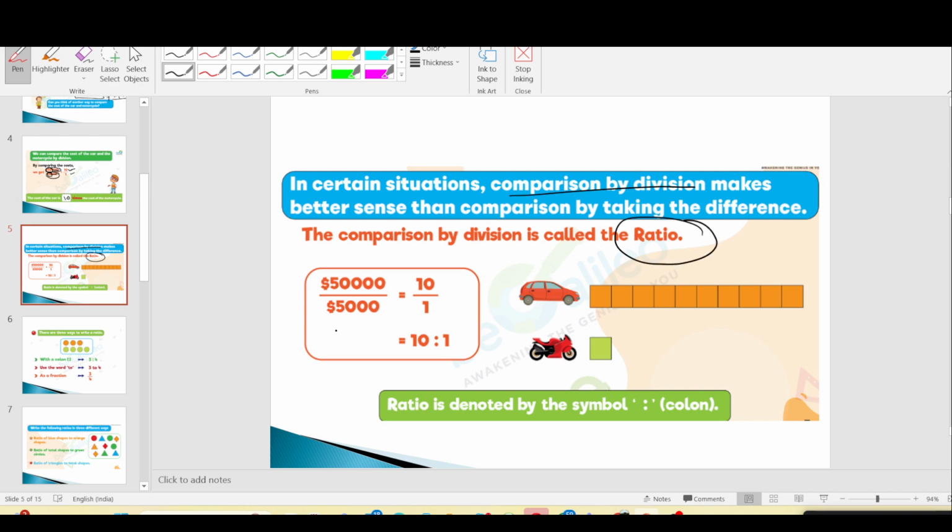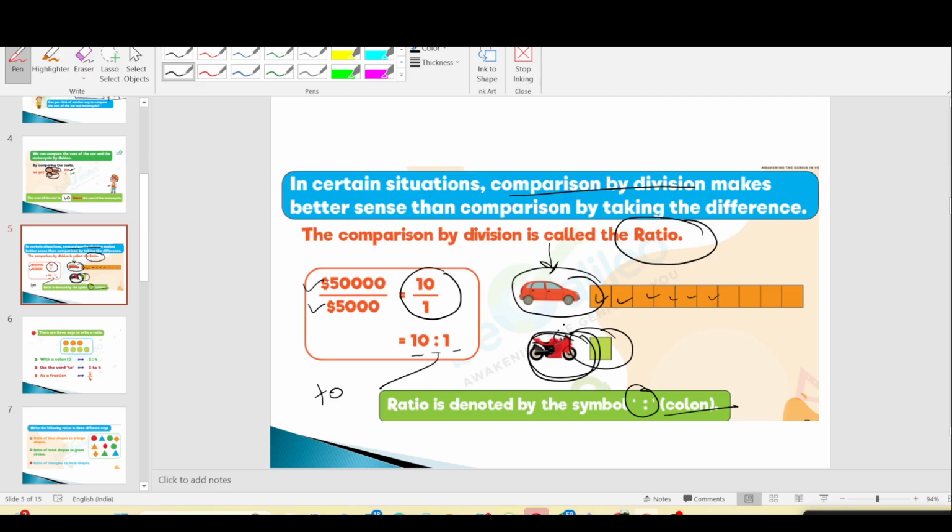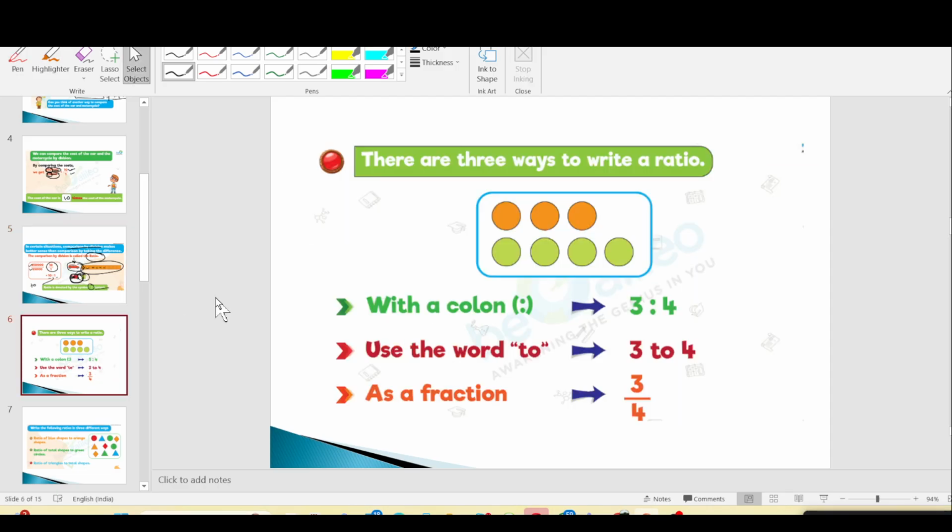Like here, what I did is this is a car and this is a motorcycle. We divided their prices, we got 10 over 1. This same thing can be written as 10 ratio 1, or this is also read as 10 to 1, and this is the symbol of ratio, which is colon. That means the price of the car is 10 times the price of the motorcycle. Like you can see there are 10 equal boxes and one box is representing the price of the motorcycle, then 10 boxes are representing the price of the car. Is that clear?